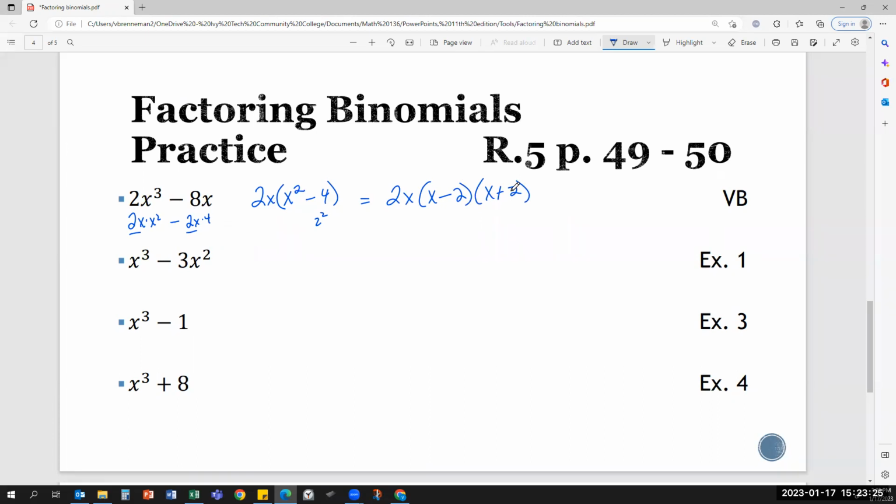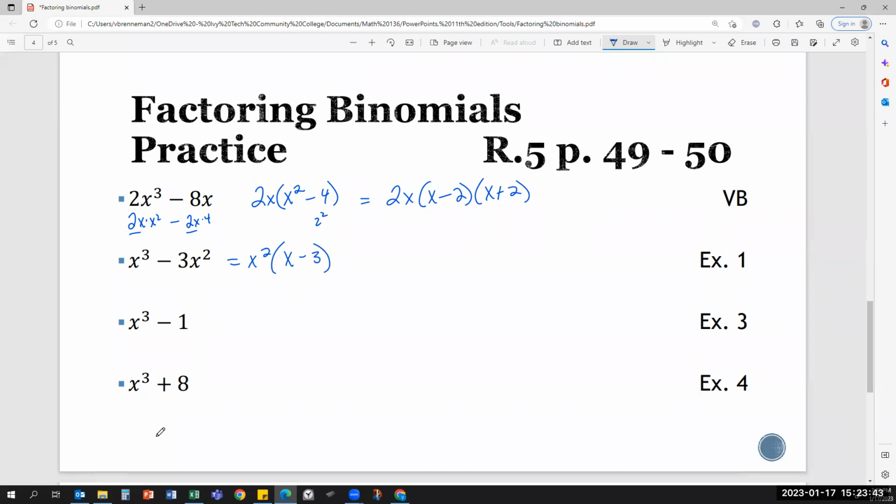x cubed minus 3x squared. There's an x in both terms, and the lowest is x squared. So we can factor out an x squared from both terms, and we're left with x minus 3, which doesn't factor any further than that.